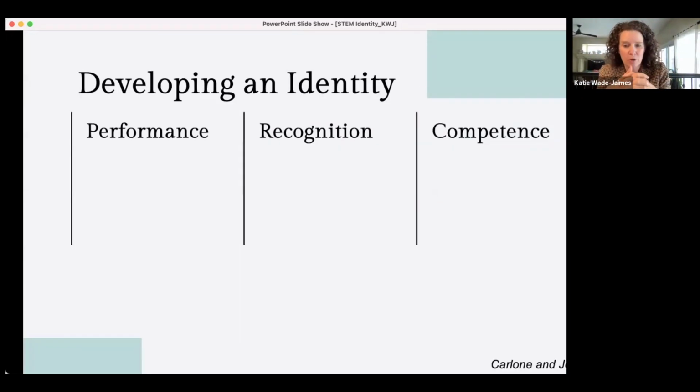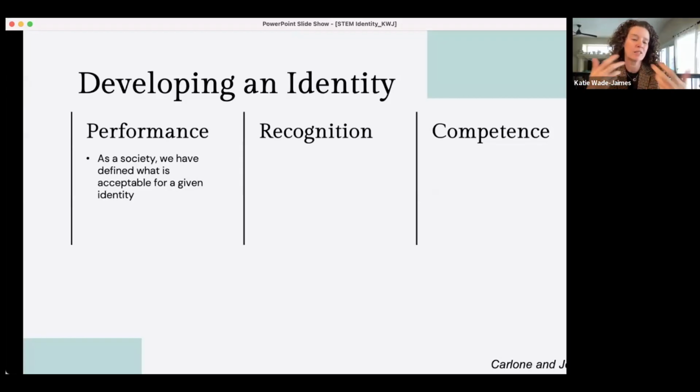We're going to use a framework for identity, and specifically for science identity, that has three different components. So the first component is a performance. As a society, we have defined how you perform a specific identity. So there are certain ways to act like a mom. There are certain ways to act like a runner or a teacher or a scientist. And as a society, we've defined what's acceptable for that.